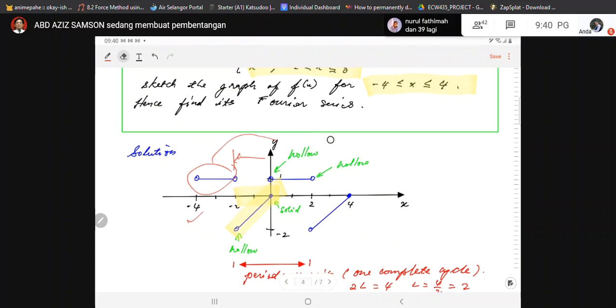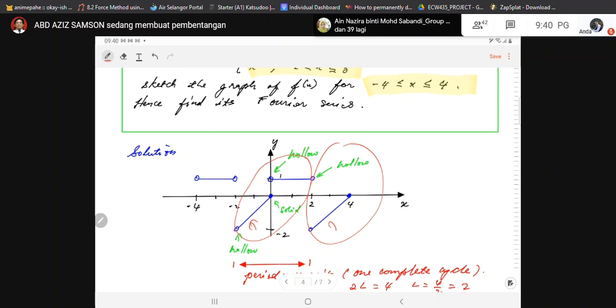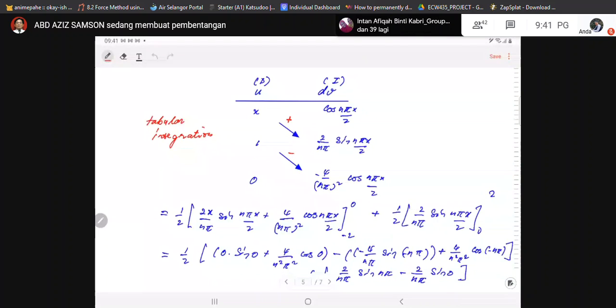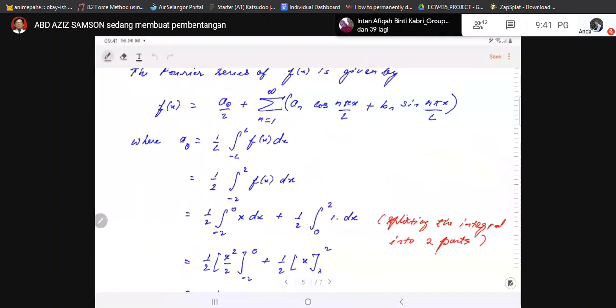I don't know why some students have difficulty finding this, but if you remember, this is the basic function. So that means if we shift the whole thing onto the next interval, we will see the left-hand side of this, isn't it? And if we shift the whole thing on this one, we will see this. Okay, so that's the sketch of the graph.